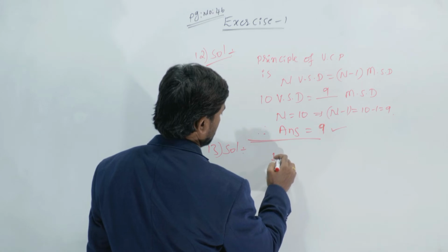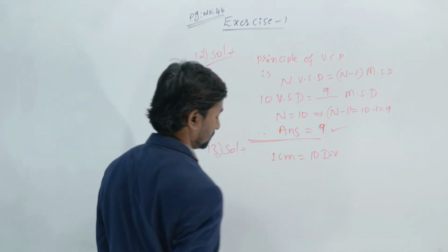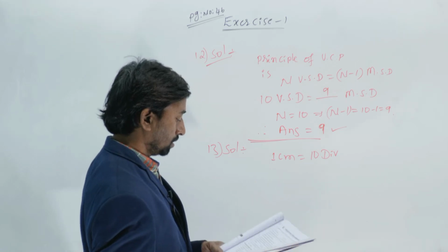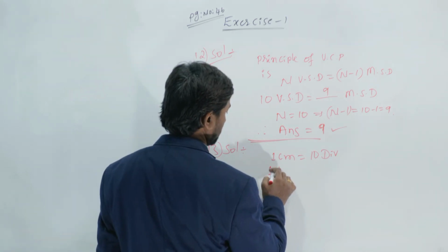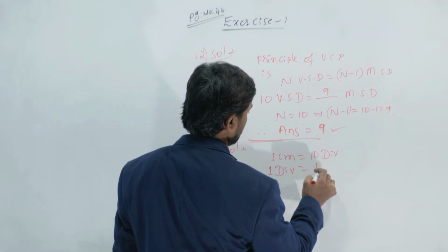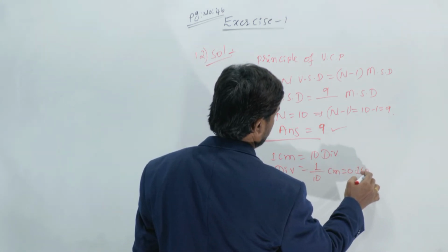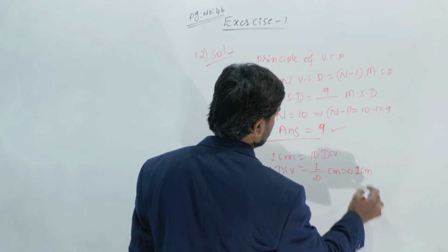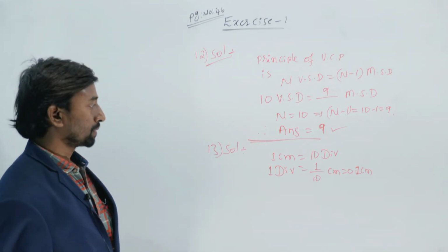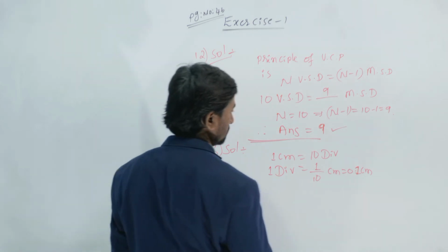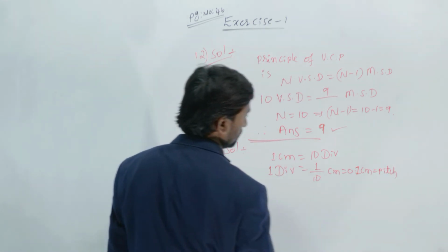In a centimeter there are 10 divisions. From this, 1 division is equal to 1 by 10 centimeters, which is 0.1 centimeter. This is nothing but the pitch. Pitch is equal to 0.1 centimeter.